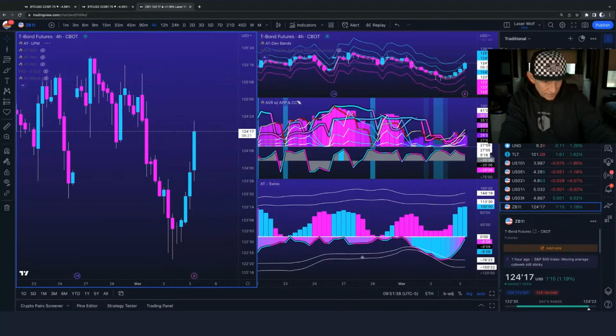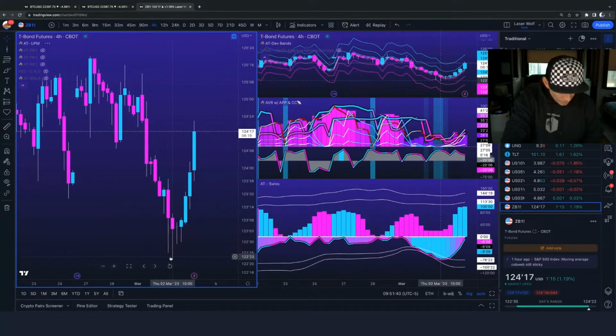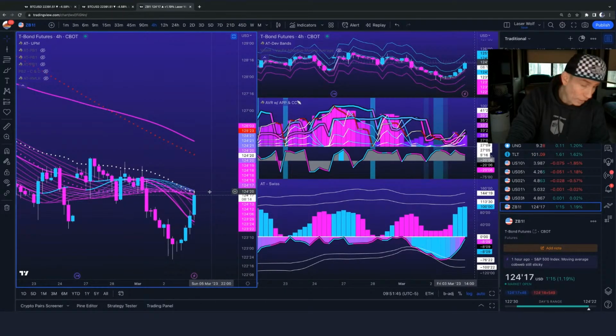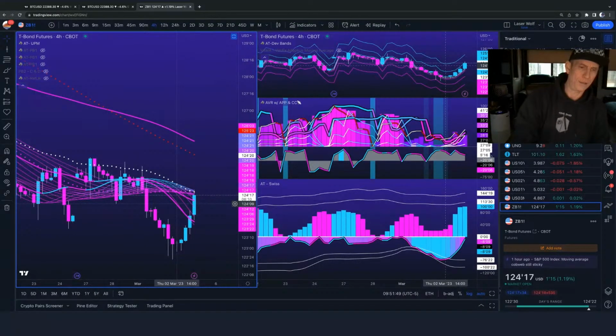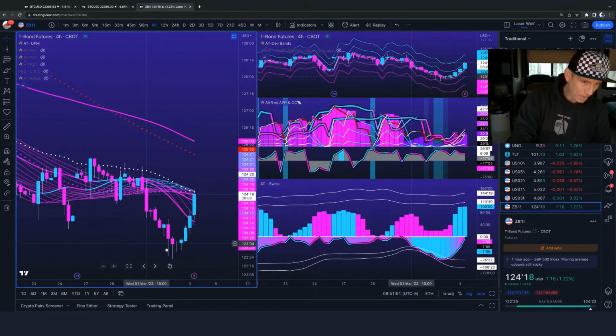Because it literally did. It dipped down inside 123, 122.2. Yeah, man. Boy, that thing just ripped back up. Here's another. It doesn't matter if you're trading, it doesn't matter what you're trading. Outside the power mean band.